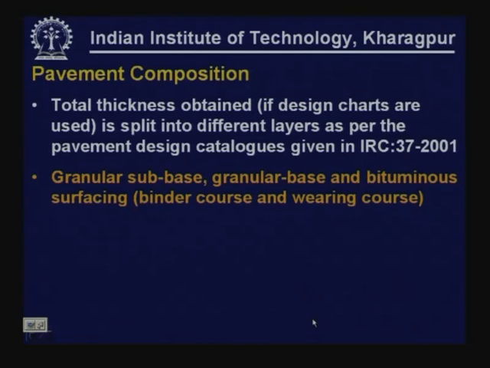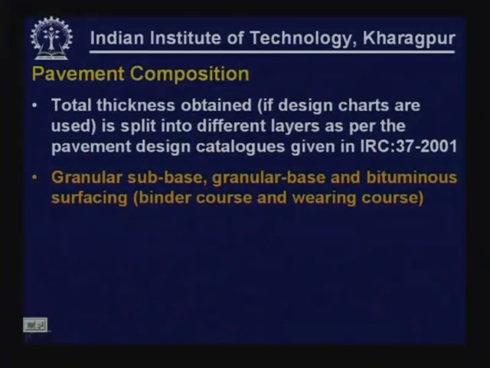What the chart gives us will be the total thickness for a given CBR value and for a given traffic level, if design charts are used. Of course, if you are using a computer program with which you are capable of analyzing pavements and computing strains, there is no limitation of us getting only total thickness. We can select different combinations of thicknesses and check whether they are appropriate or not. But if you are using design charts given in IRC 37, what we get is the total thickness. Obviously, that has to be split into different component layers.